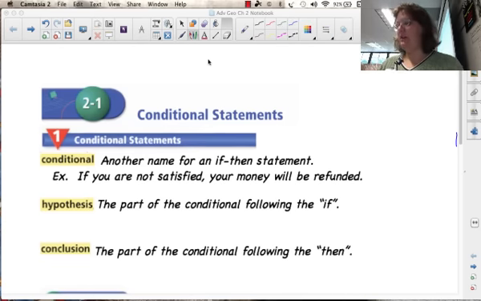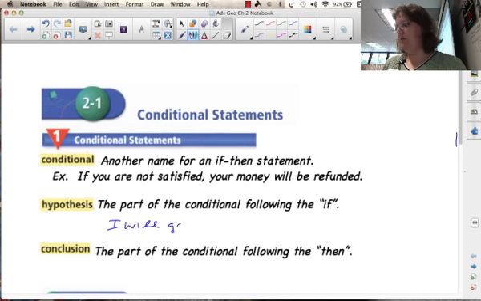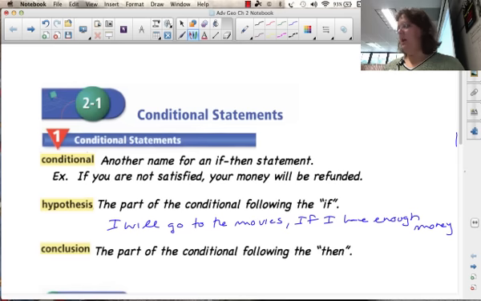We can also write something like, I will go to the movies if I have enough money. And this part right here is the hypothesis, if I had enough money. The conclusion is the part of the conditional following the then. Now in this case, for the example I wrote, it's kind of implied, then I will go to the movies.